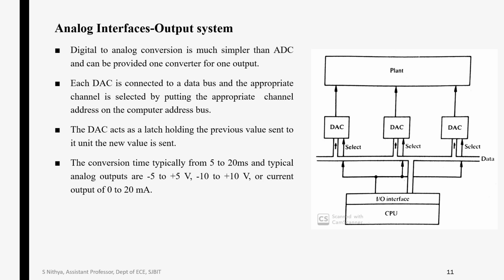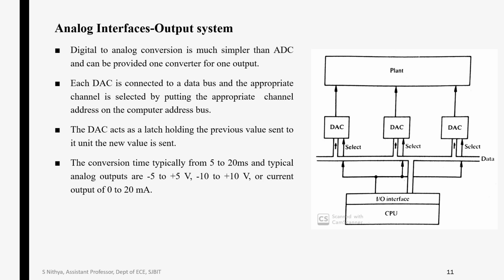Now it is the output interface side. Here you can see that different digital to analog conversions are used. Again, the information needs to be sent to the plant, whether there are any error signals, any mismatches that need to be corrected, or everything is okay. Whatever it is, it needs to be sent to the plant.